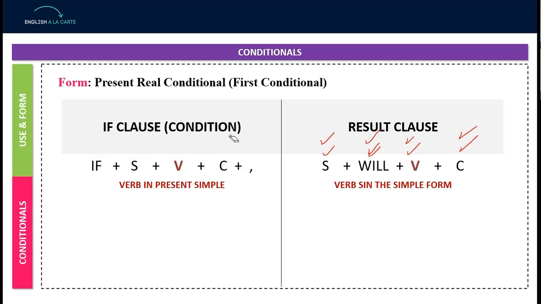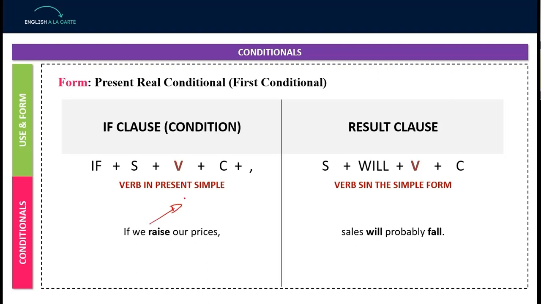Okay, so far, so good? Very good. For example, can you say this? If we raise our prices, sales will probably fall. So if we raise our prices, sales will probably fall. There is a condition and a result. The result happens depending on the condition that we have here.